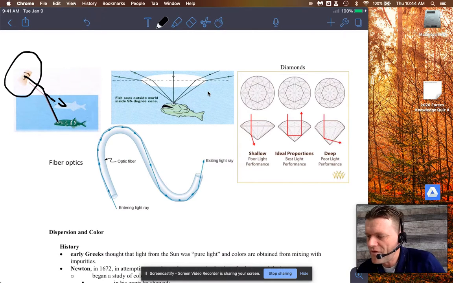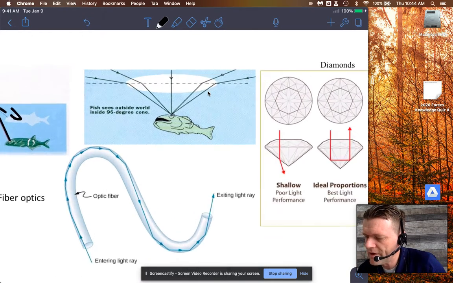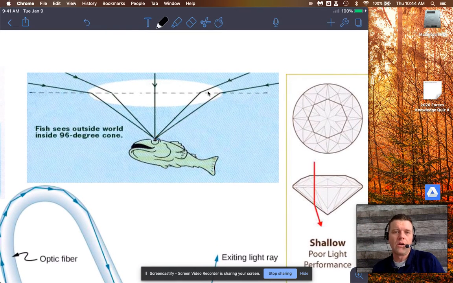Just the reverse for the fish. The fish can actually see quite a wide range because rays of light are coming in and then being bent to his eye. So in the reverse, if he looks up at the surface of the water, I guess you could do it too if you're a scuba diver or whatever. You're near the surface, you can actually see quite a larger cone, I guess.